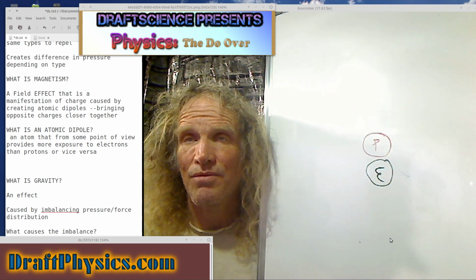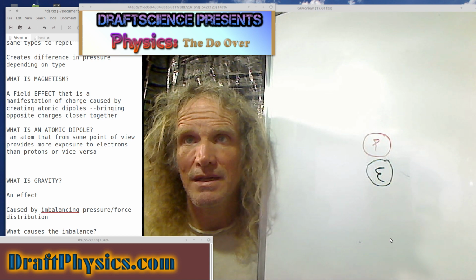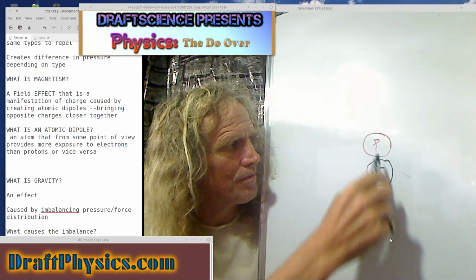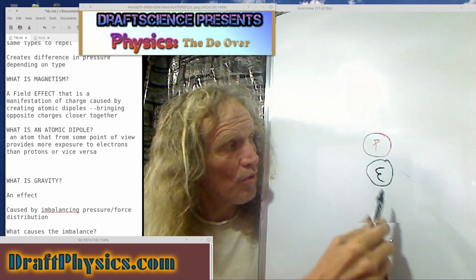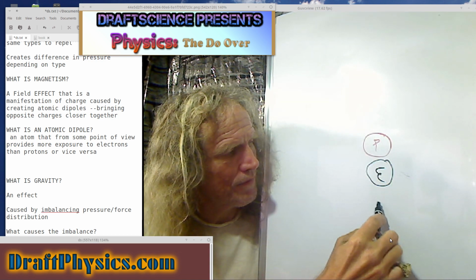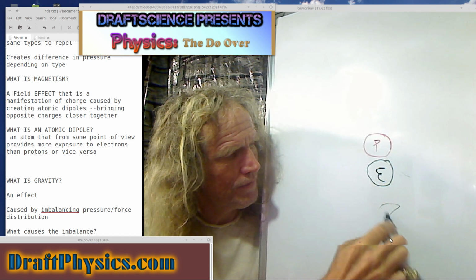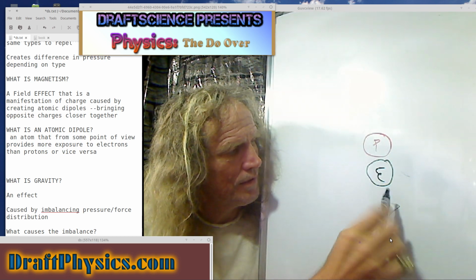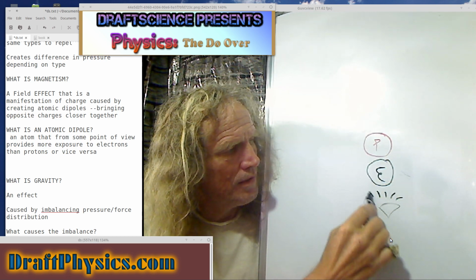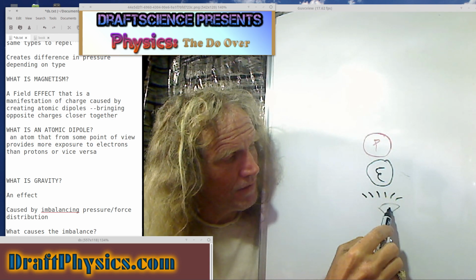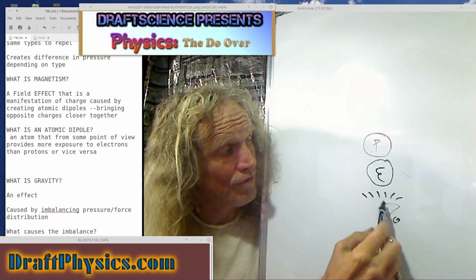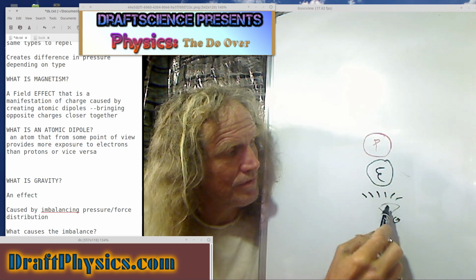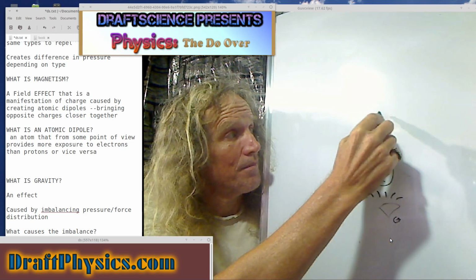Charge is caused by creating atomic dipoles, bringing opposite charges closer together. So when you bring two different charges close together, you have dipolarity, in the sense that if you're looking at it from this point of view, if your eyeball's looking this way, and your eyeball was negative, electron biased, it's going to see the reflections.